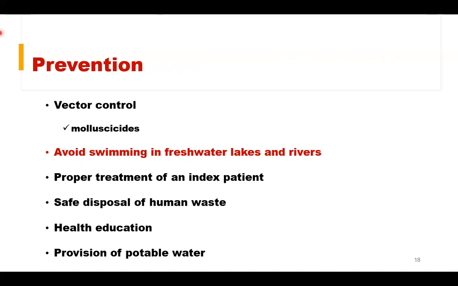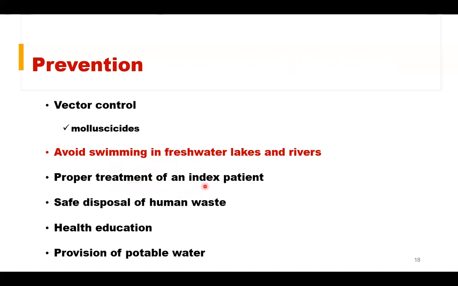This is a parasitic infection, so we always talk of prevention and control. Vector control is very important. If you don't have the intermediate snail, the life cycle stops there. Okay? There is no production of cercariae. Avoid swimming in fresh lakes and rivers in endemic areas. So if you go on vacation, avoid swimming in these bodies of water.